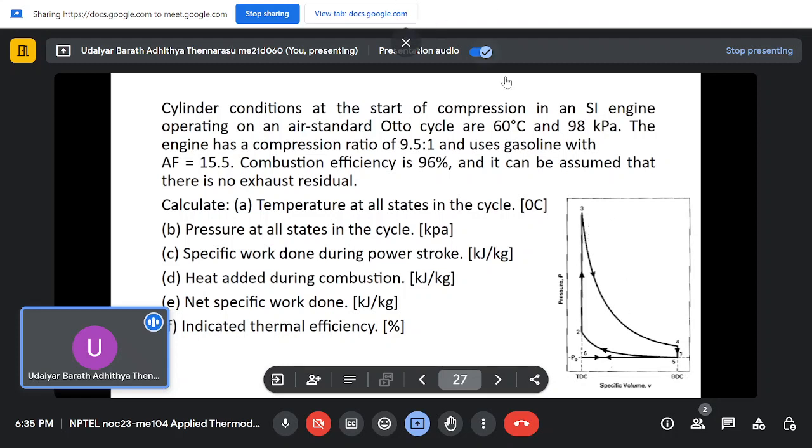So the process for the spark ignition engine Otto cycle is shown here. If you see, 1 to 2 is reversible adiabatic compression, happening from 60 degrees and 98 kilopascal. So we know the state point. From there is compression, then heat addition because of combustion, 2 to 3, then 3 to 4 is expansion, where work is produced, and 4 to 1 is heat rejection. Now we need to find out the state points at each of the other states, 2, 3 and 4. We need to find out the pressure and temperature.